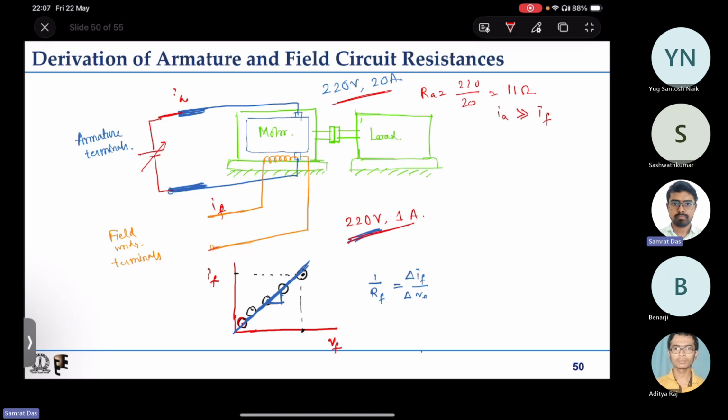Yeah, I told that for the field it can be 220 by 1, that is 220 ohm. I told that is also one of the ways, but experimentally finding it out needs these experiments. What do you think about the armature? Can I write 220 by 20 equal to 11 ohm as the armature winding resistance straight away?